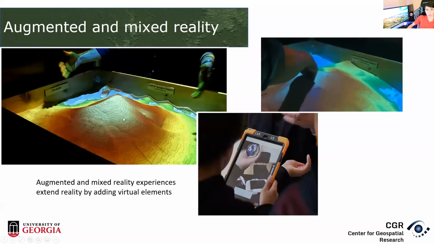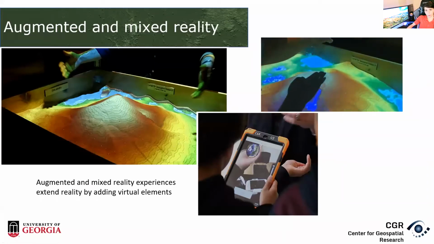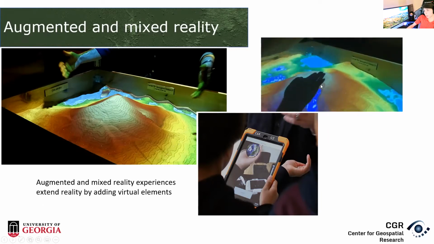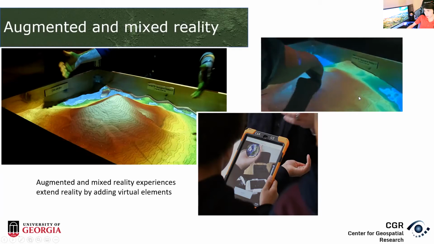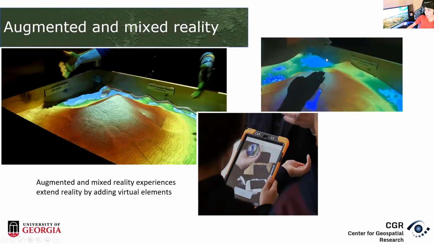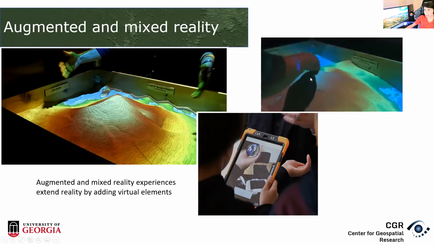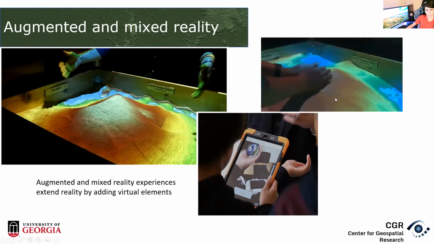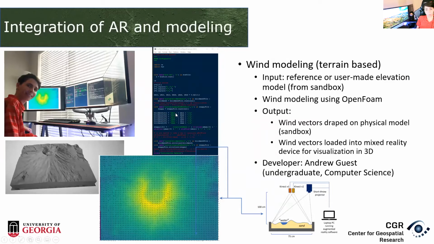Here are some more photos. We enhance the augmented and mixed reality experience by adding virtual elements to the sandbox, such as contour lines or altitude lines and liquids. Check out this animation of the sandbox in action. As you see here, he's moving the sand around and he's changing the contour. And then he puts his hand over the sandbox and it starts raining. And you can see the liquid. How cool is that?